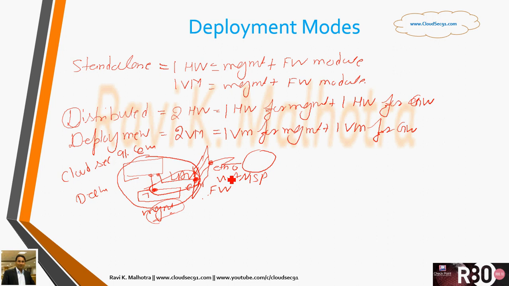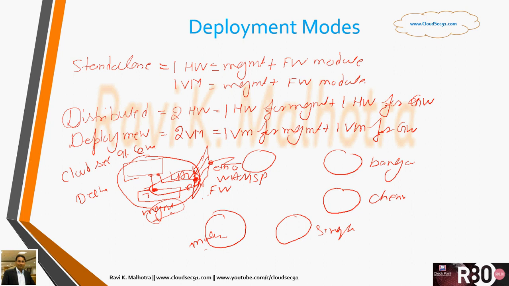Later they have offices in Chennai, maybe an office in Singapore, and another office in Malaysia, let's say. Now, in Bangalore you have a capacity of 70 users. Here you have 80 users, 100 users, 60 users. You would like to deploy a firewall there locally. Each and every location has a firewall.